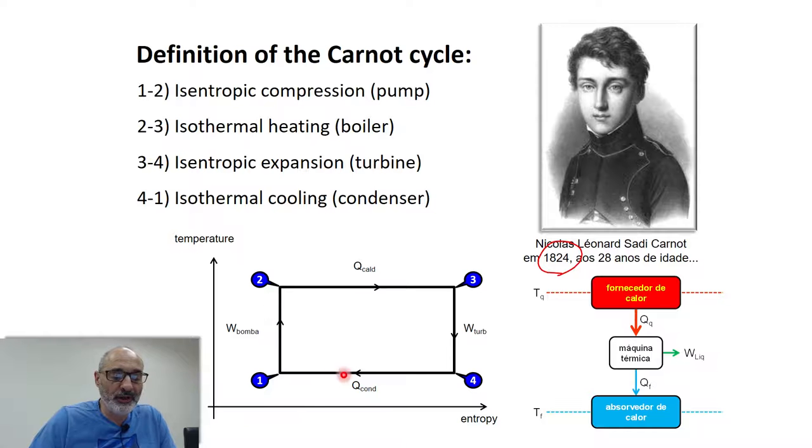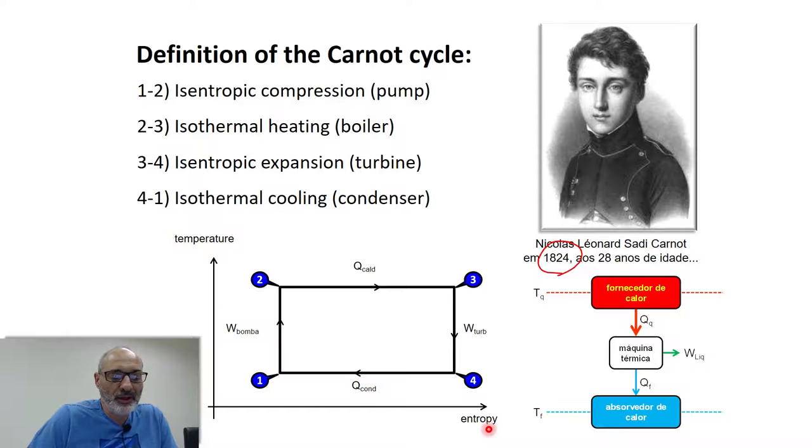First, you have the working fluid here, executing these four transformations. Let's start by here. You're going to absorb heat from the boiler here. So my working substance is going to absorb heat from the boiler, or from the heat source, at constant temperature. Okay, so if I make a graph like here, a graph of temperature in terms of entropy, or pressure or volume, I can use any pair of properties. There's no problem.